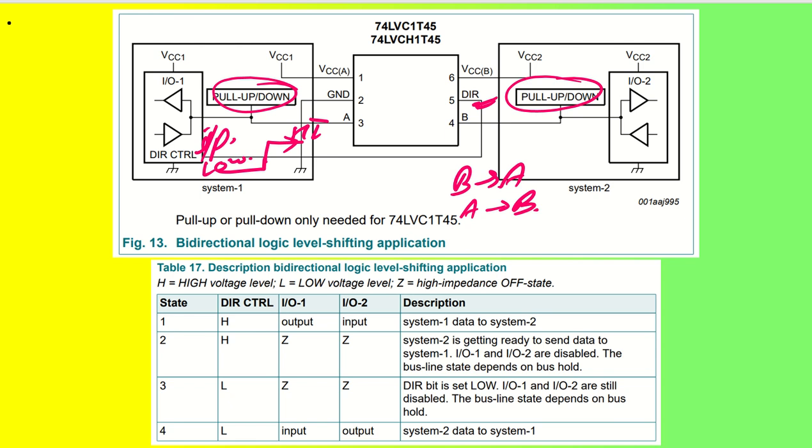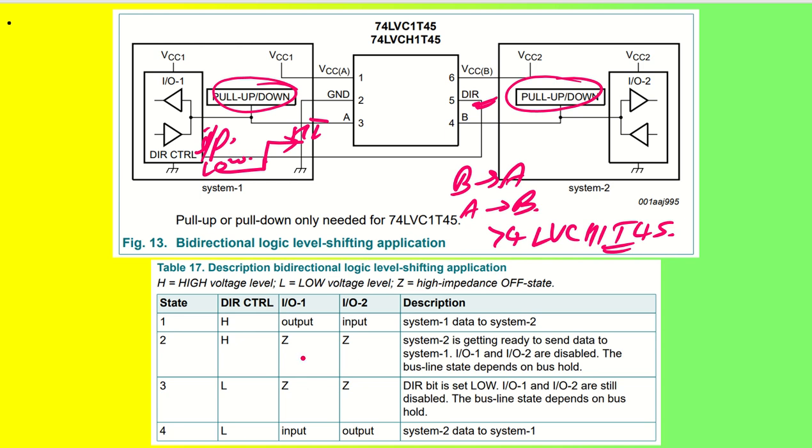So that's the thing that we have to have. Now pull up and pull down will be required only for 74LVC1T45. It will not be needed for 74LVCH1. This is not requiring any of these things. Good, and this is all about the description of bidirectional logic level shifting.